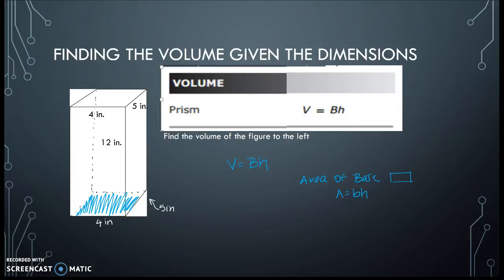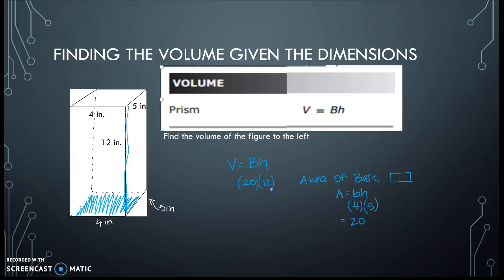Next step, we substitute in numbers. So base of this rectangle that I shaded in is 4. And height is 5. So 4 times 5 is 20. So now that I have the area of the base, or the space that the base takes up, now I'm going to plug it back in for big B. So big B is 20. And then the height in this case is how tall the prism is. It's 12.